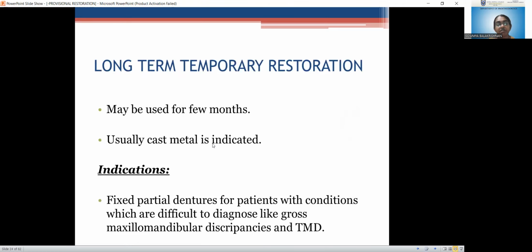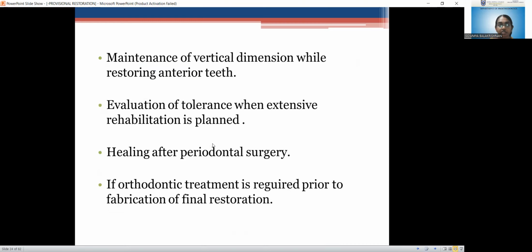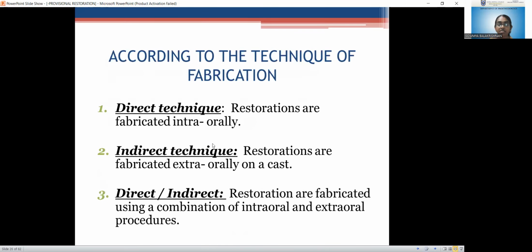Next are the long-term temporary restorations, which are planned to be used for a few months, and usually made with cast metal. In the case of a full mouth rehabilitation, gross maxillomandibular discrepancies or temporomandibular joint disorders, we have to give long-term temporary restorations. Also for maintenance of vertical dimension while restoring anterior teeth, for healing after periodontal surgery, and if orthodontic treatment is required prior to fabrication of the final restoration, in all these cases we have to give long-term temporary restorations.